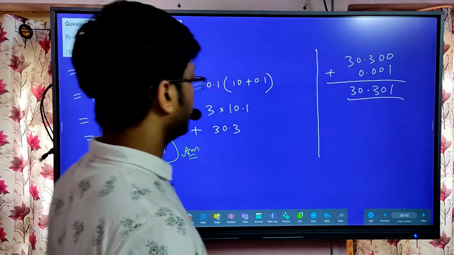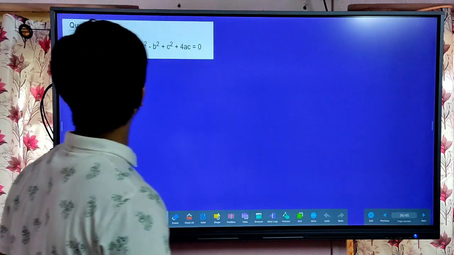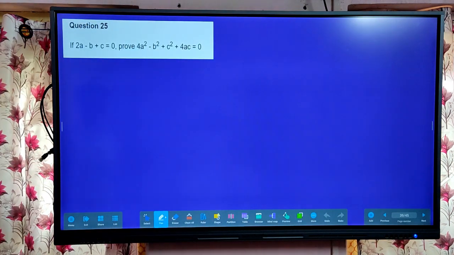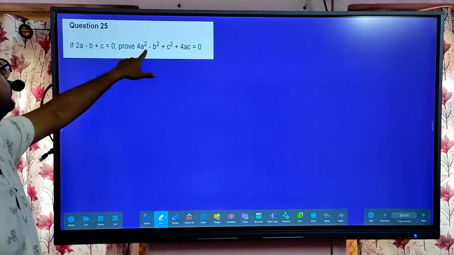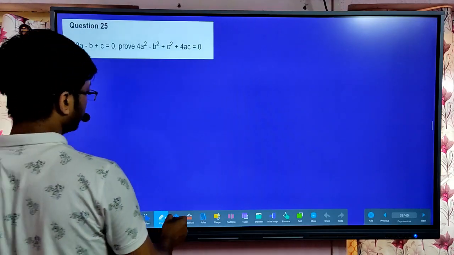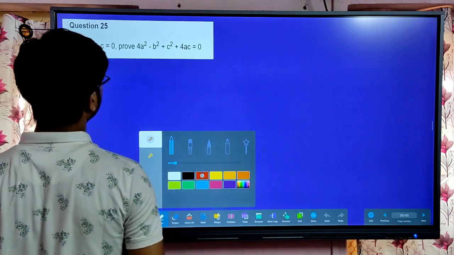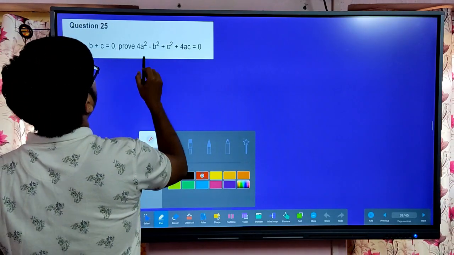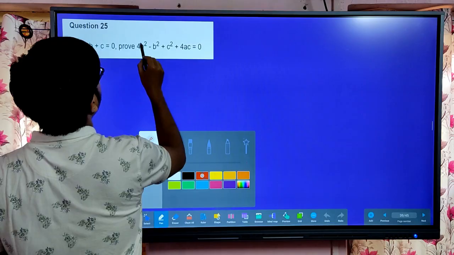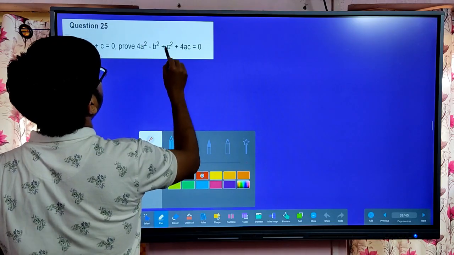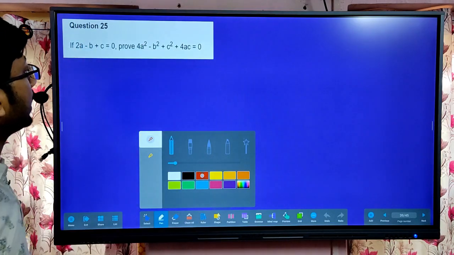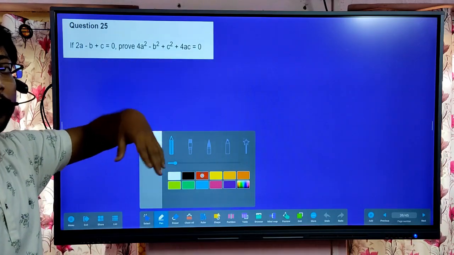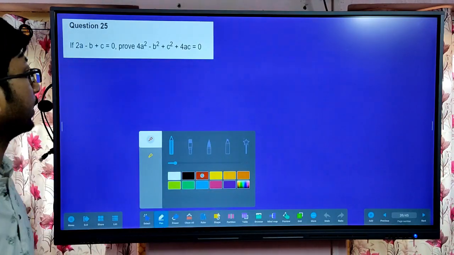Let's move on to the next question. 2a minus b plus c equal to 0. Prove 4a square minus b square plus c square minus 4ac equal to 0. Now you see, notice very carefully, this is 4a square and out of these terms I can take 3 terms and make a whole square. I can create a whole square.